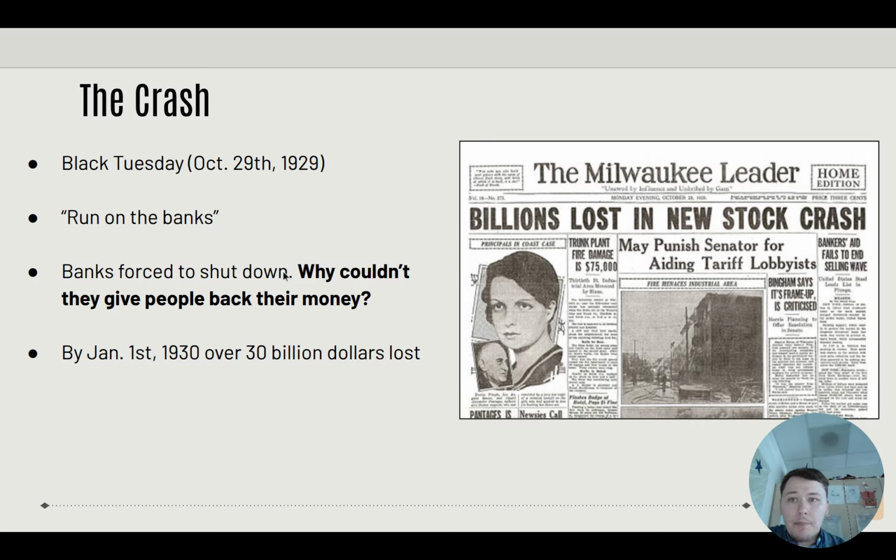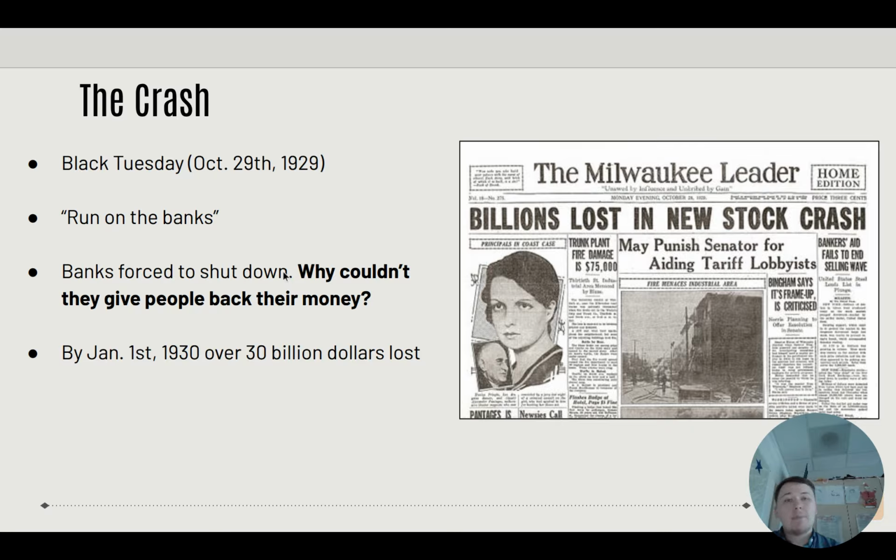Now here's the problem. Banks at this time are not insured by the federal government. Nowadays, for every dollar you put into a bank, up to like $200,000, the federal government will give you that money if your bank closes for whatever reason. Because banks don't just keep your money in the bank. They loan it to people. They buy stocks of their own. This is how banks make money.